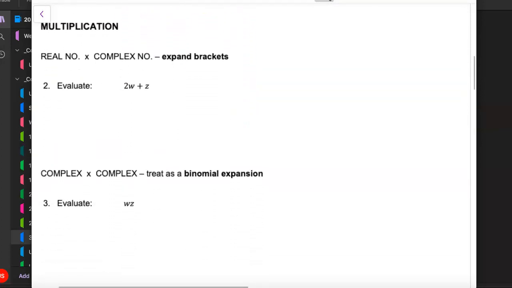Multiplication, well, when we're just multiplying by a scalar, we simply expand that bracket into our complex number. So we've got two lots of 4 subtract 3i for w, plus z. So this is going to give us 8 subtract 2, which is 6, and -6 subtract 5 will be -11i. So 6 subtract 11i.